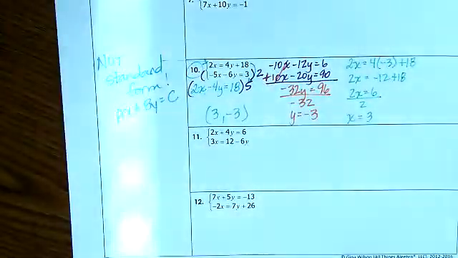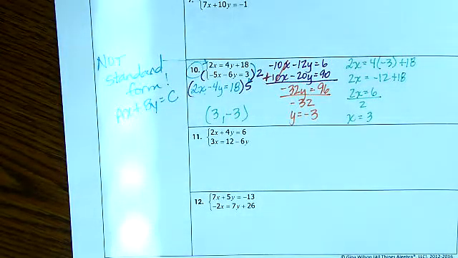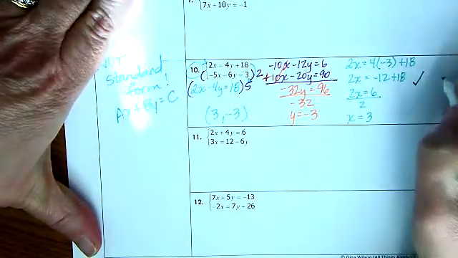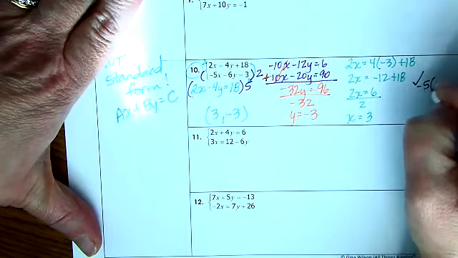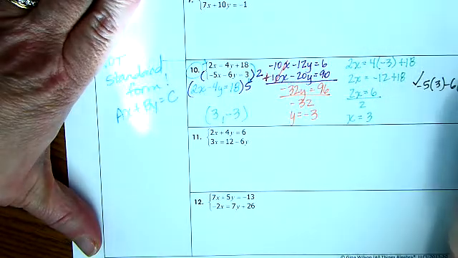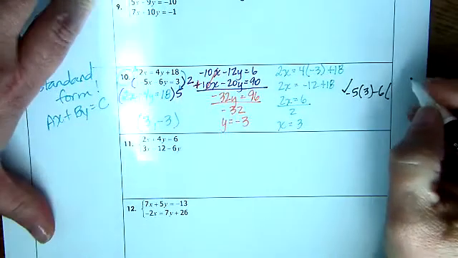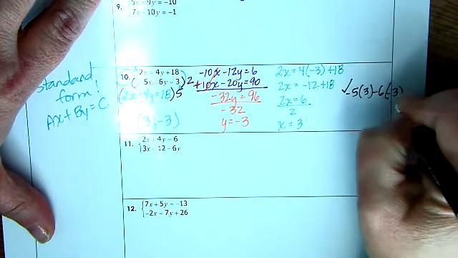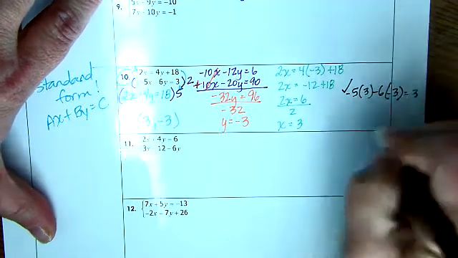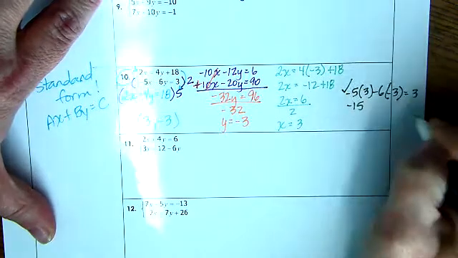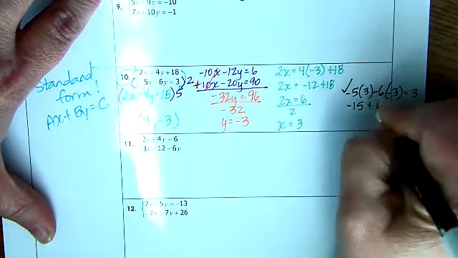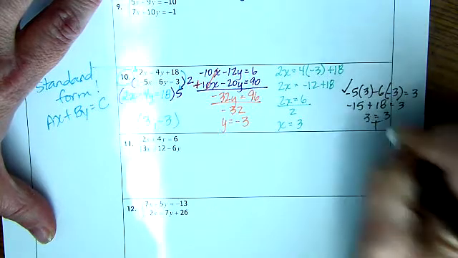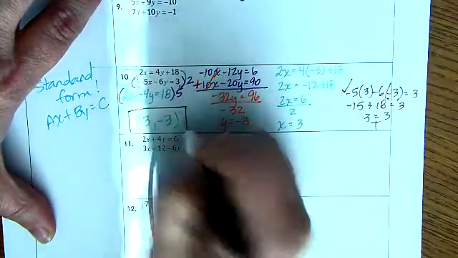So now we just need to check. And to check, we plug it into the unused equation. So we have -5 times 3 minus 6 times, oops, let me scoot this over. -6 times -3 equals 3. So I have -15 plus 18 equals 3. Well, that's 3 equals 3. This is true, so this is my final answer.